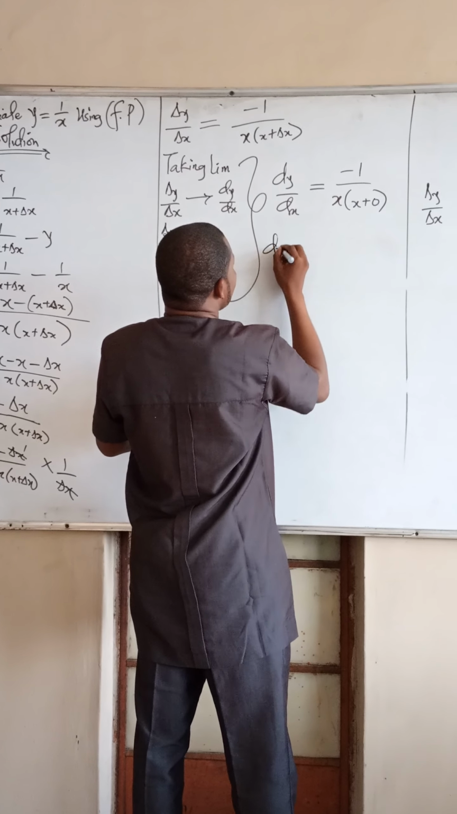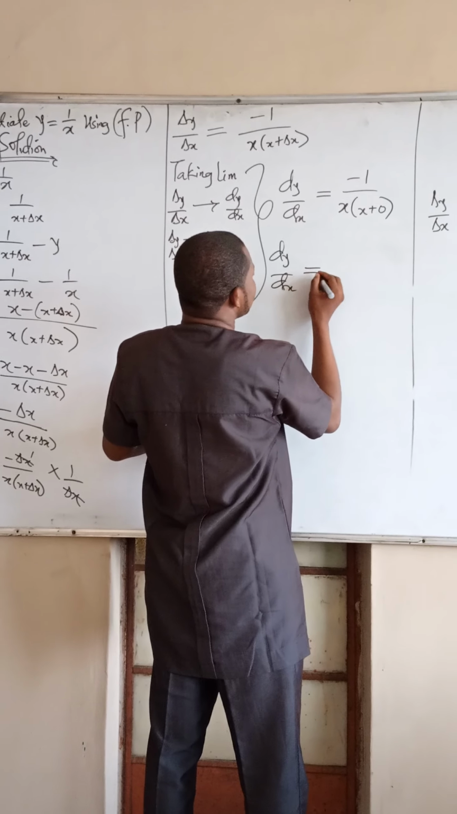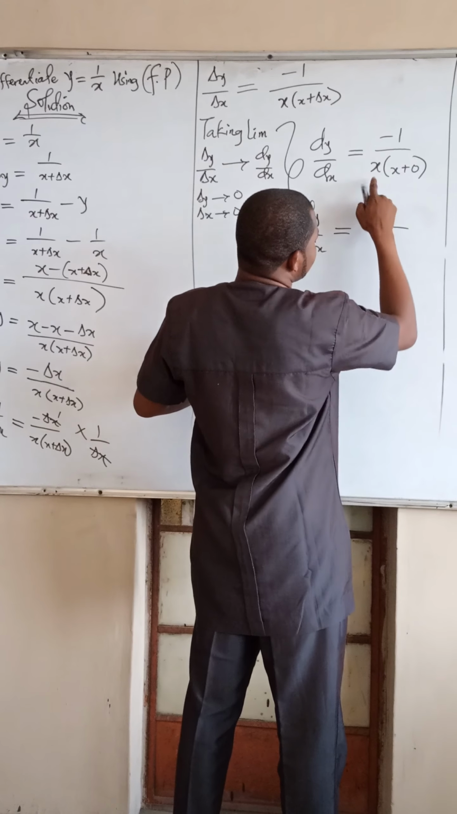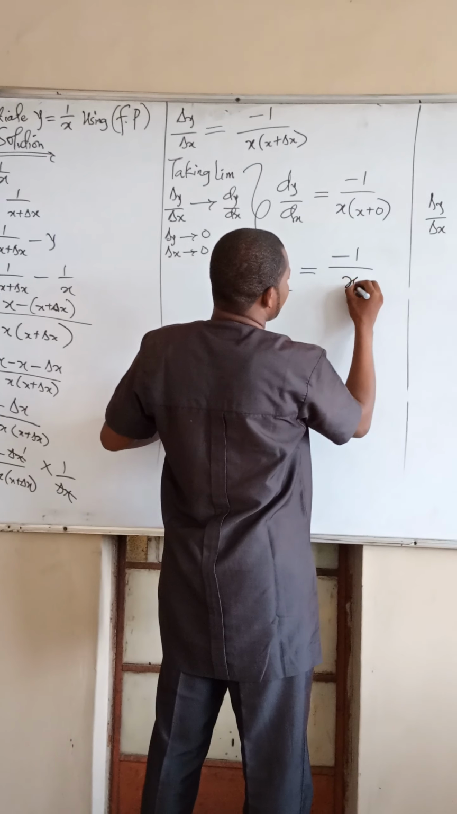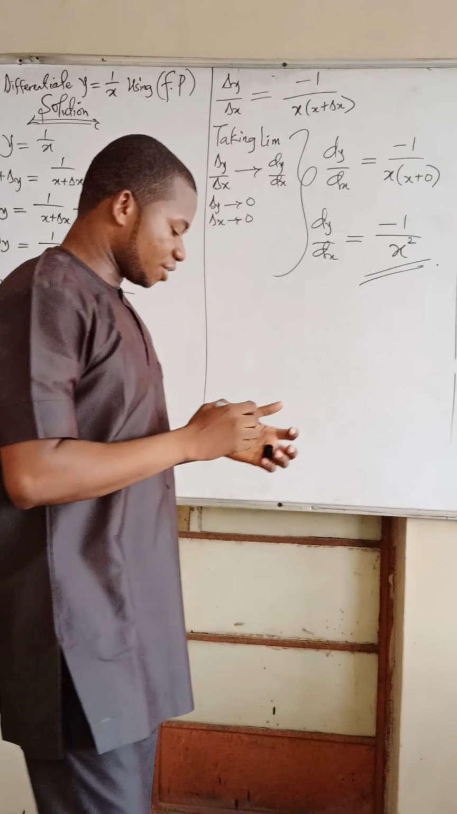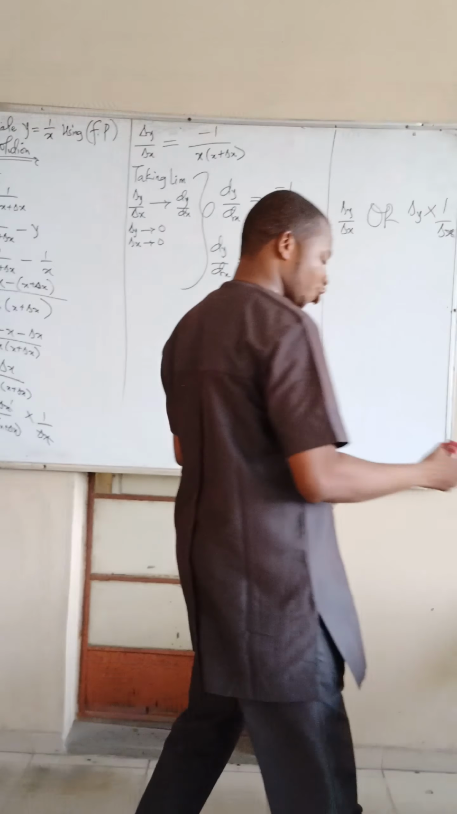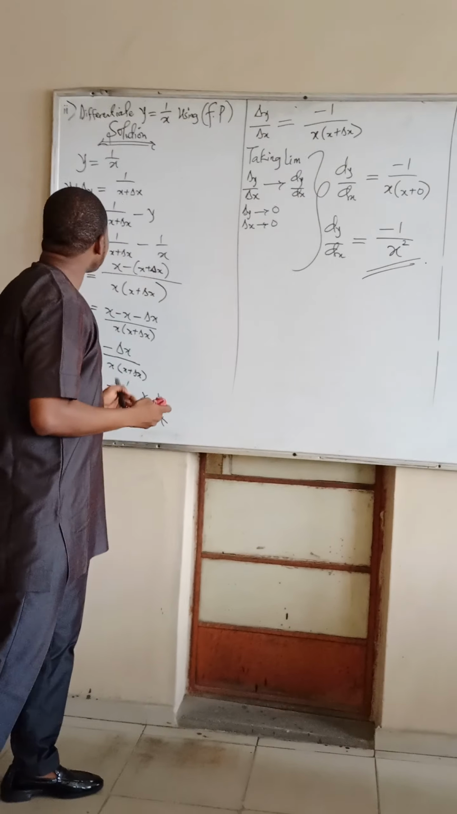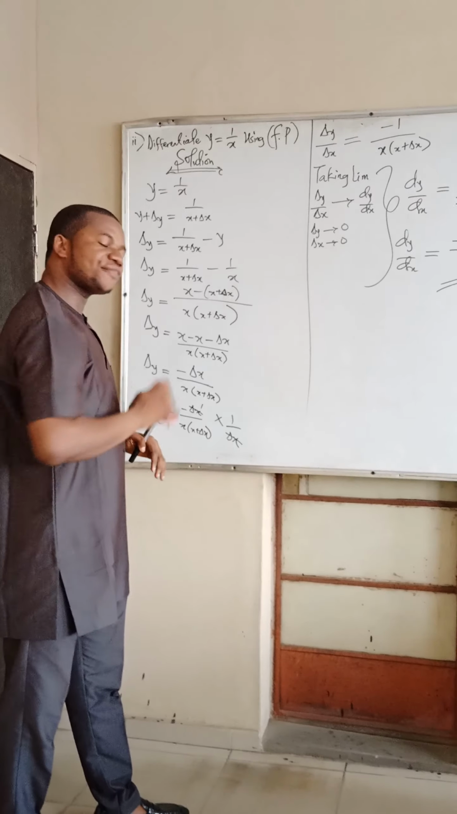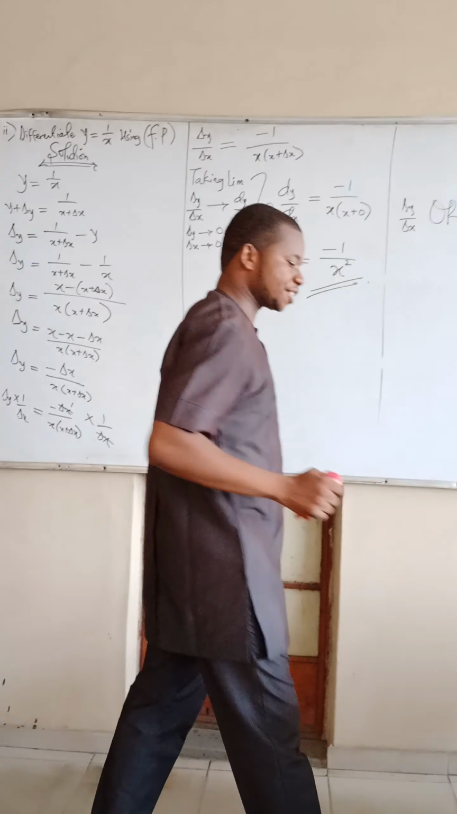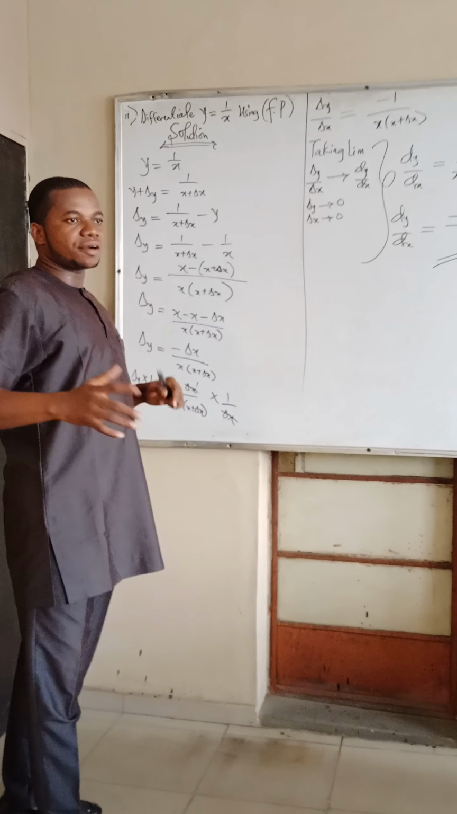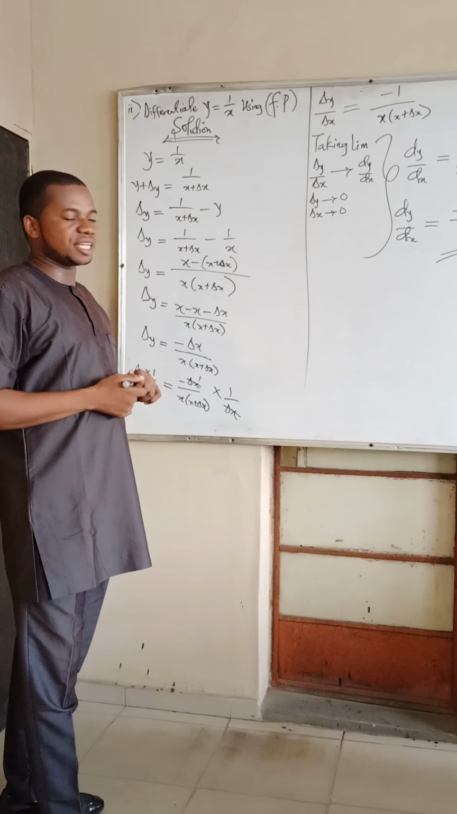So at the end of the day, we have dy/dx equal to minus 1 over x times x, which is x squared. That is our answer. Just like I told us, for us to be sure and certain of your answer, whenever you are given this question to solve or to simplify using first principle, first get your answer using the general formula method.